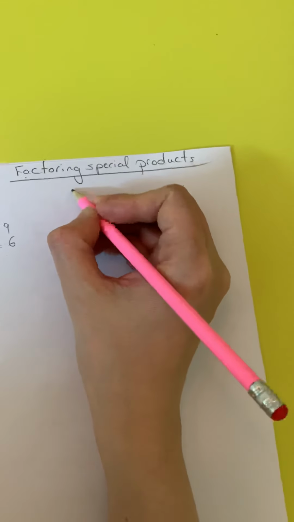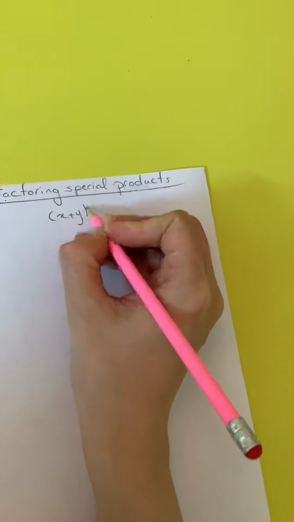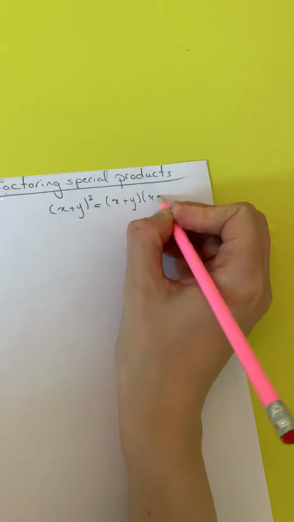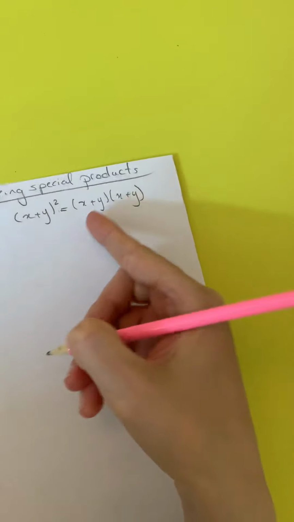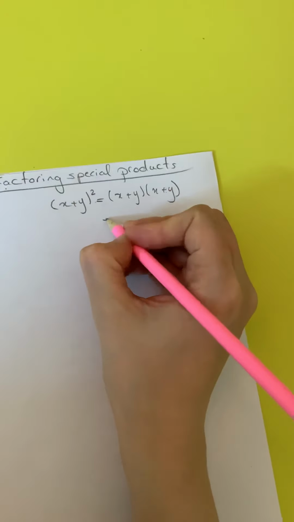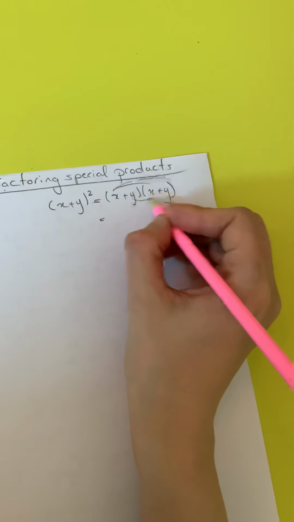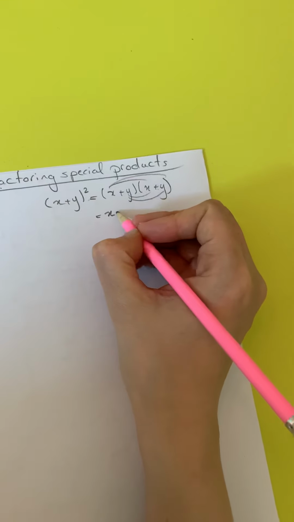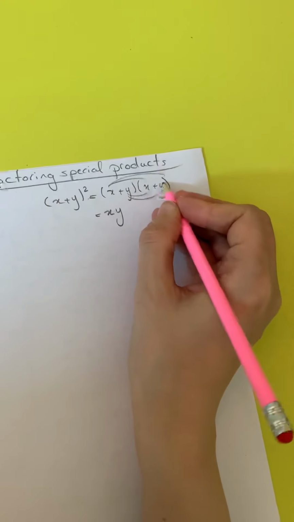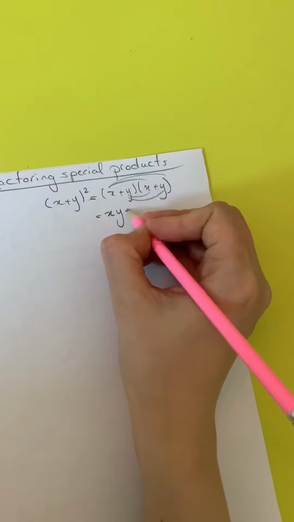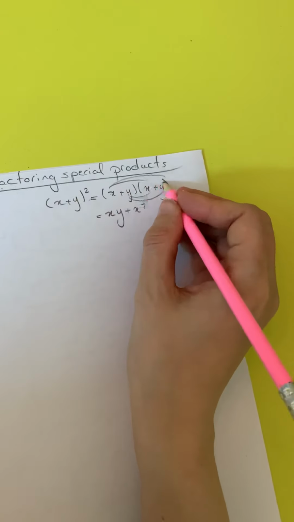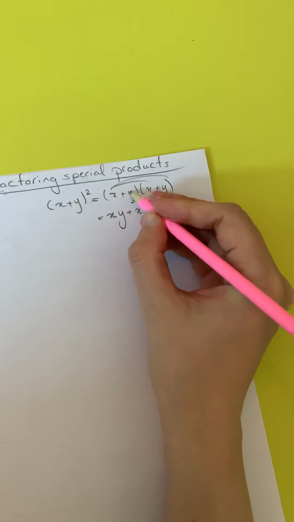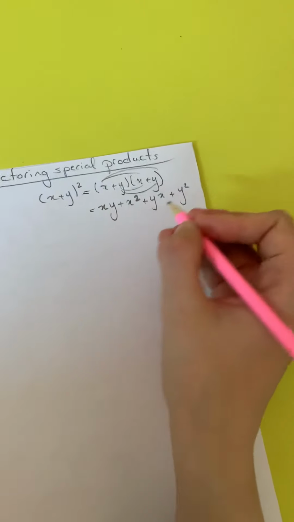For example, if you have x plus y power 2, and I said use the distributive property. You know power 2, so you repeat it 2 times. So if you want to use the distributive property, it will be x squared plus xy plus yx plus y power 2, y squared.